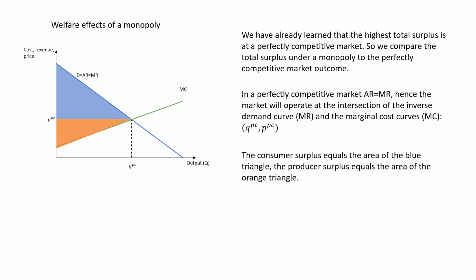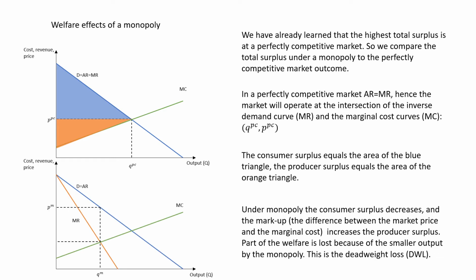So, in a perfectly competitive market then, the total output will be QPC, and this will be at a market equilibrium price of PC, where PC stands for perfect competition. The blue triangle is going to represent the consumer's surplus, and the orange triangle represents the producer's surplus.